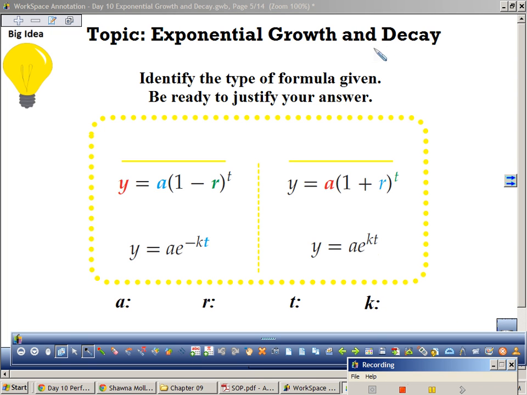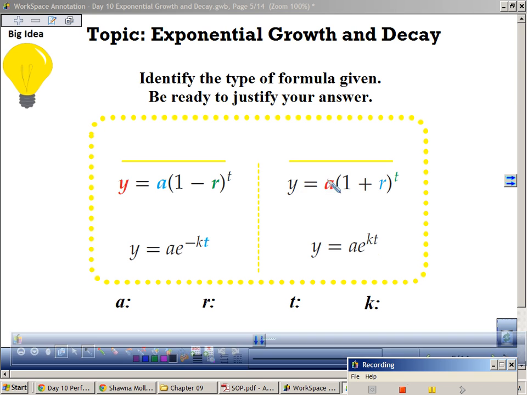Talk about exponential growth and decay. Identify the type of formula given, and be ready to justify your answer. Just a moment ago I said I am giving you 4 formulas, right? And then I said, but really they're really only 2. Why would I say that? Take a look at those.